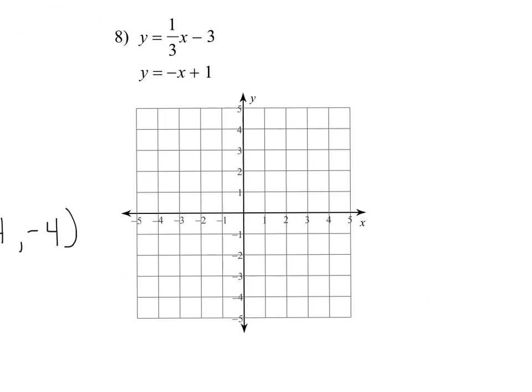For the last one, my first y-intercept is at negative 3. My slope is 1 over 3, which directs me up 1 over 3, up 1 over 1, 2, 3. I could also go in the opposite direction. Connect.